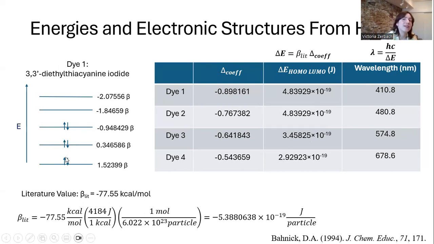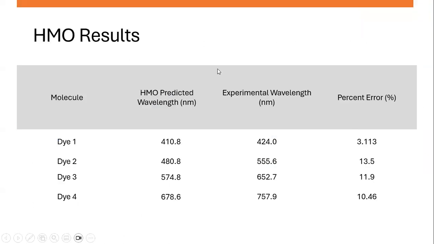In this case, it's for dye 1. So there's 6 pi electrons in dye 1. And you see that the energy gap is right here. So this difference here is delta coefficient, which we calculated for each. And then the delta coefficient times this literature value of beta is equal to the energy gap, and that energy gap can be used to find the wavelength.